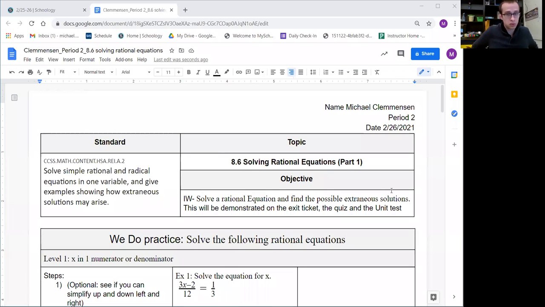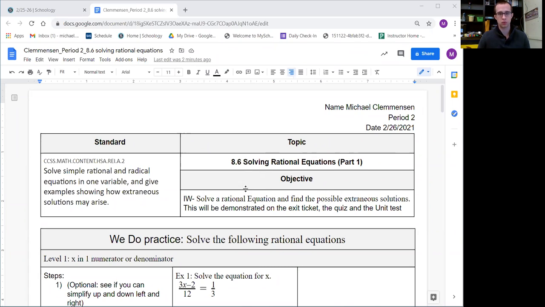All right, so let's go over a little bit of an overview of what we're going to be doing today for the notes. Our topic is solving rational equations, part 1. We're doing part 1 today, and we'll do part 2 next class, which will be for you all Tuesday. Our objective for today is to solve a rational equation and find the possible extraneous solutions.